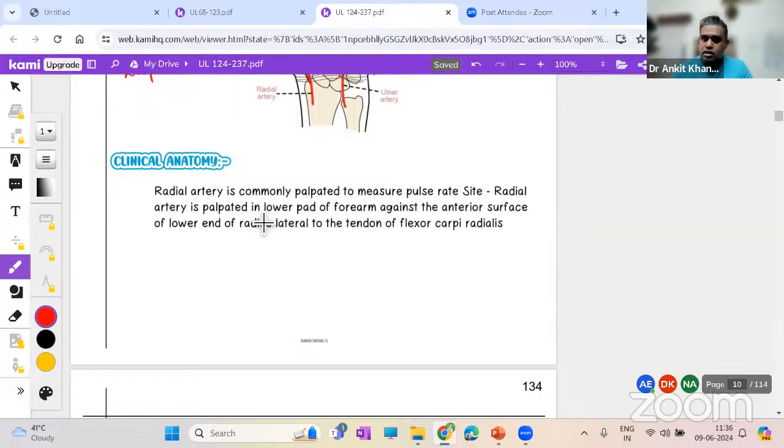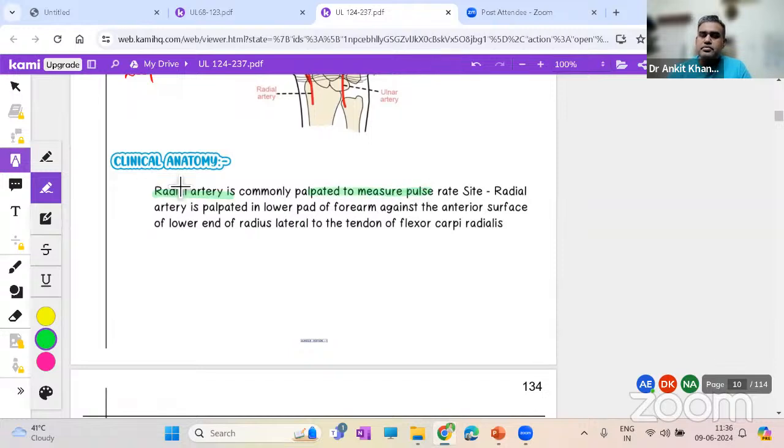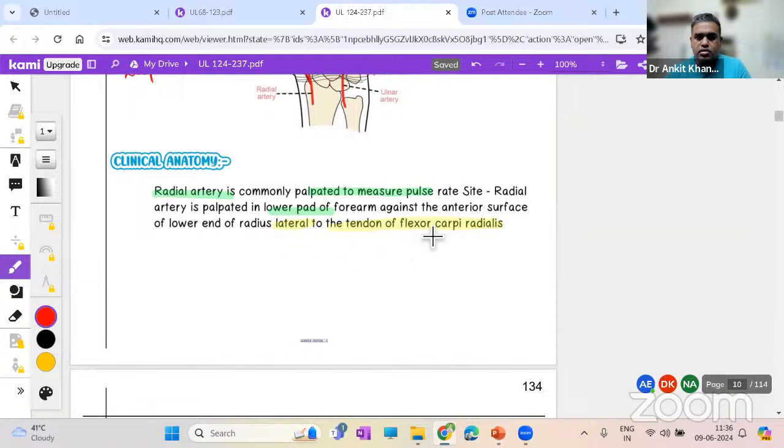Clinical anatomy is obviously important. Anyway, you can apply it. The radial artery is commonly palpated to measure the pulse rate. It is palpated in the lower part of the forearm against the anterior aspect of the lower end of the radius. More important over here is this tendon. When you are palpating the radial artery, the radial artery lies lateral to the tendon of FCR. Please remember this point. This is a question which is coming up quite frequently nowadays: the radial artery is lateral to FCR, that is flexor carpi radialis. Do remember this point.